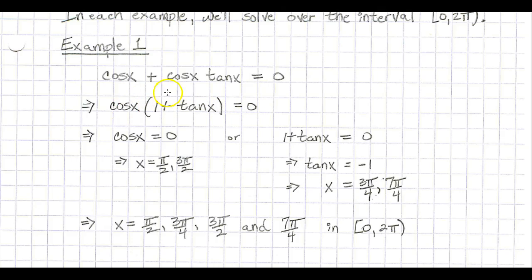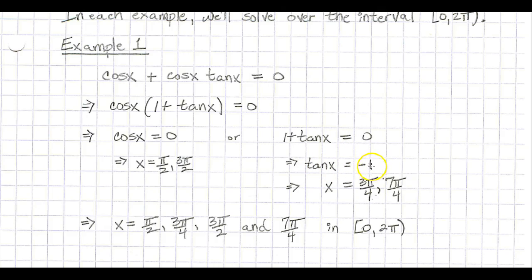Then if I have two things multiplied to give me 0, one of them has to be 0, or they both have to be 0, right? So this tells me cosine of x equals 0, or 1 plus tangent of x equals 0. So for the cosine of x equals 0, I need to understand the unit circle, or I need to make sure I just have a good grasp on the cosine function. That's going to occur at x equals pi over 2 and 3 pi over 2 in the interval 0 to 2 pi. And then solving 1 plus tangent of x equals 0, I get tangent of x equals minus 1.